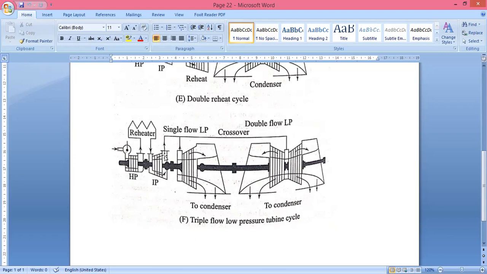So the full portion of the steam is used in the high pressure turbine. Then from the reheater it goes to the intermediate pressure turbine, and from the intermediate pressure turbine it goes to the single flow low pressure turbine. Part of it goes to the second intermediate pressure turbine, and another part goes to the low pressure turbine through the crossover itself. Both outlets, from the single flow low pressure turbine and the double flow low pressure turbine, go to the condenser itself.